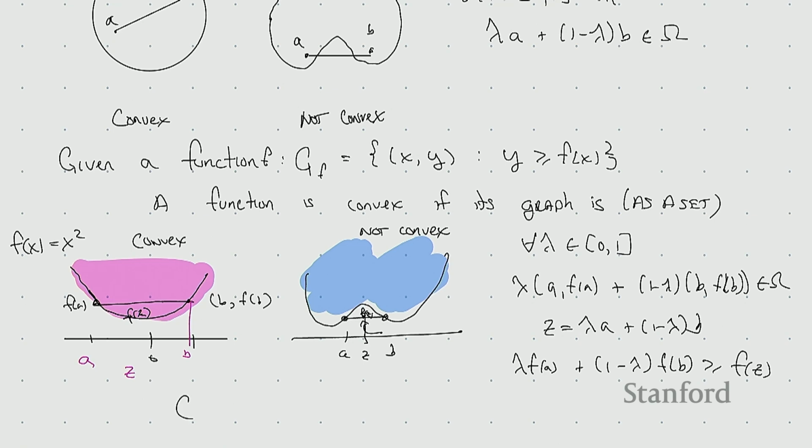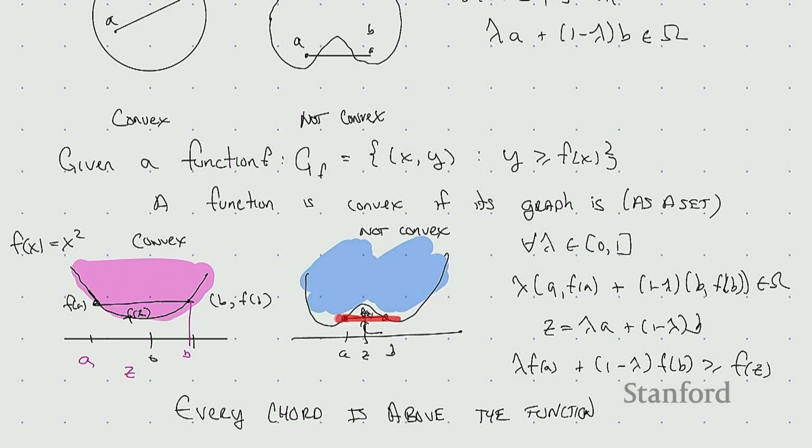In more cryptic language, we usually just tell you every chord is below the function. Oh, sorry, it's above the function. Sorry, I'm drawing the wrong way. Above the function. What does that mean? Well, a chord is just anything that connects 2 points here. So like this would be another chord. It lies entirely above the graph of the function, where the function actually lives.